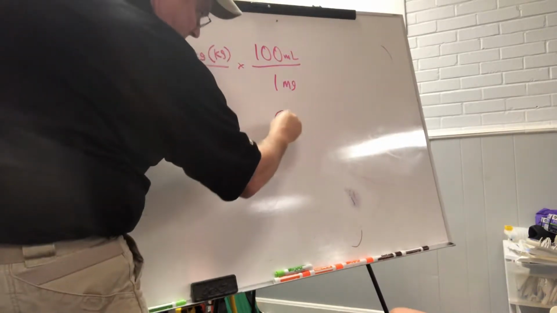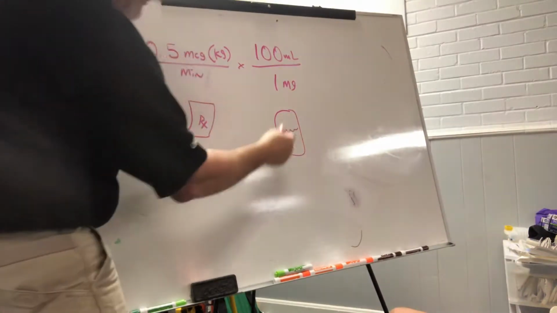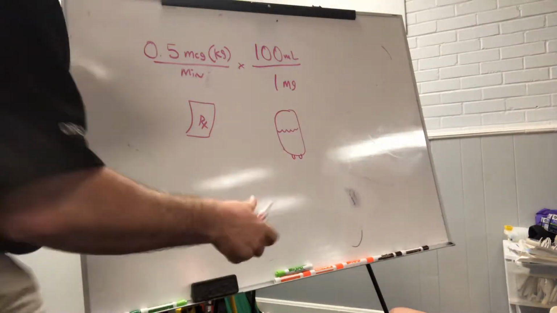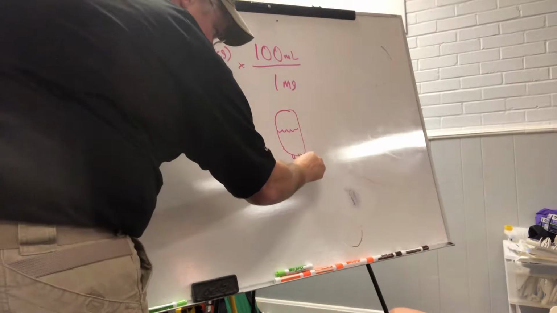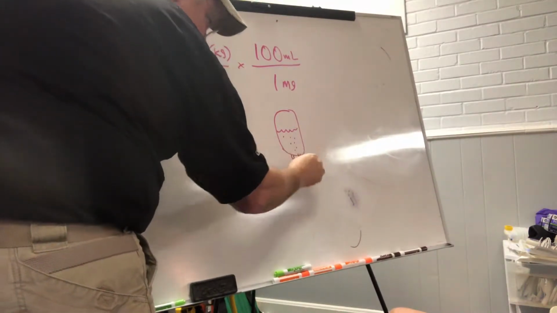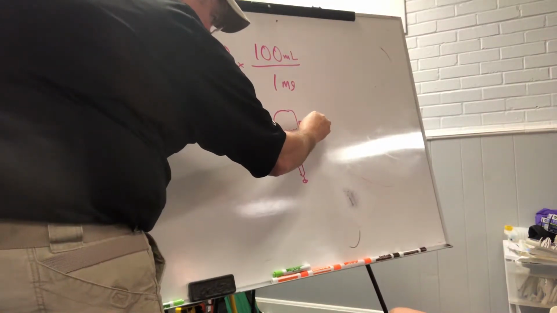And I always visualize this with like, here's my bag of fluid, and on the bottom, you got the attachments that you can mix stuff in. And then I imagine that that's where I inject the epi. So the drug is on the bottom and the fluid is on the top.